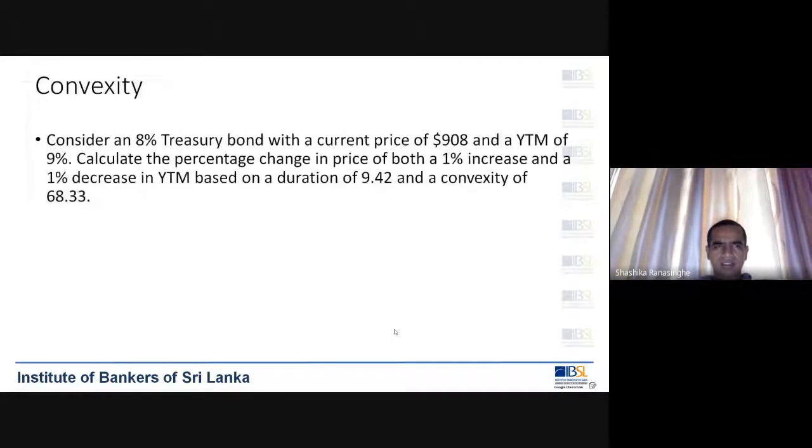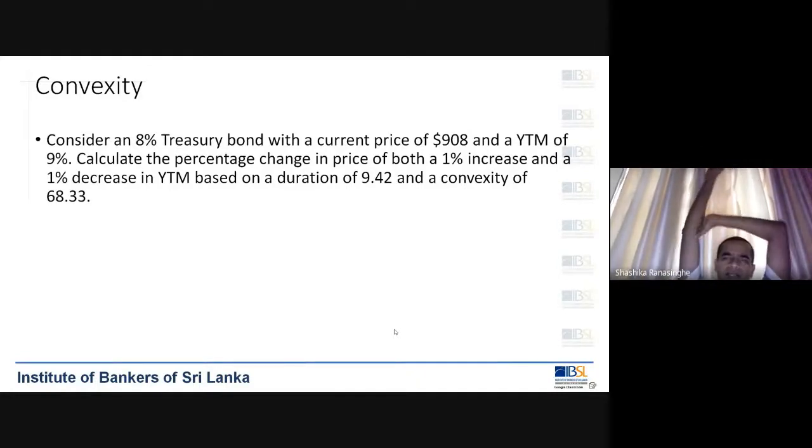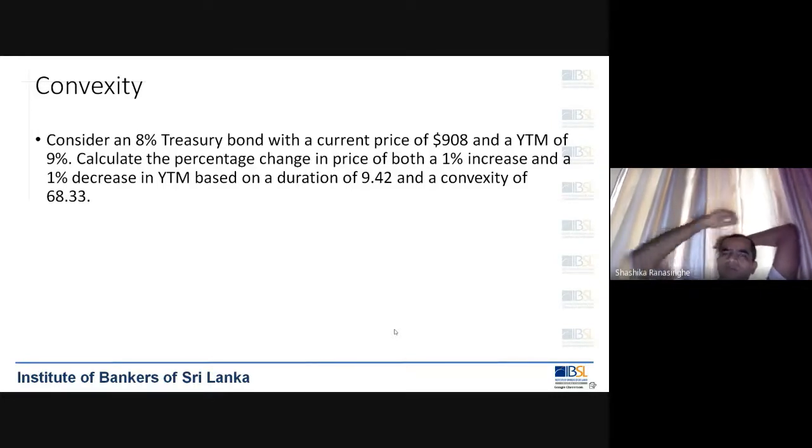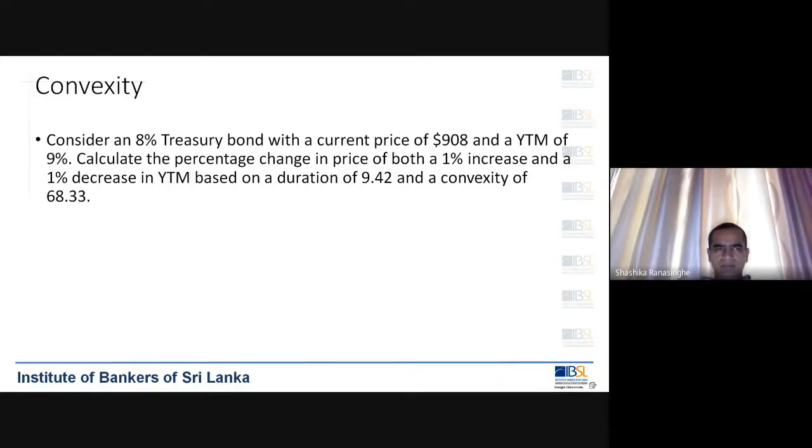Let's try this example. Consider an 8% treasury bond with a current price of 908 and a yield to maturity of 9%. Calculate the percentage change in the price for a 1% increase and 1% decrease in yield to maturity based on duration of 9.42 and convexity of 68.33. There's a 1% increase.